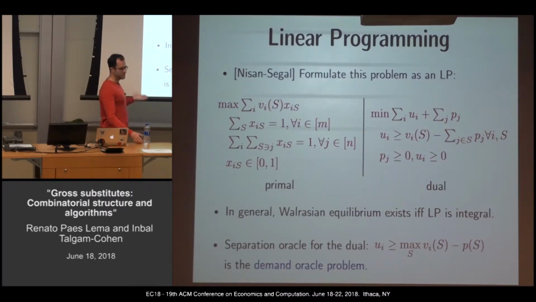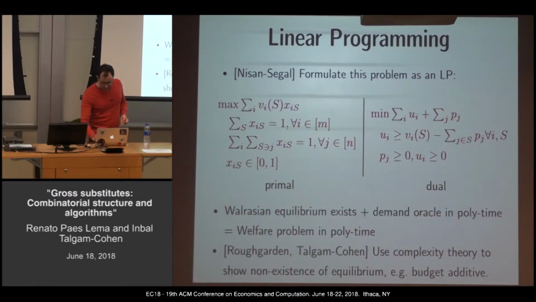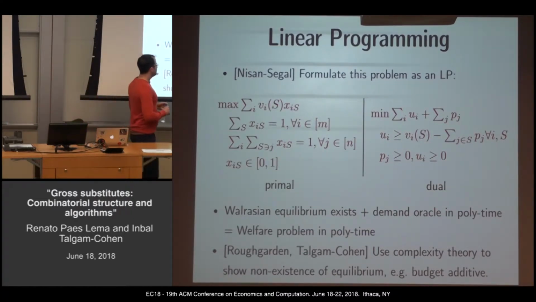And the proof was easy. I just gave an entire proof. There's nothing more than that, just solving the LP. And in particular, one nice consequence is that if there is a Walrasian equilibrium, and if you can actually solve the demand oracle problem in polynomial time, you can separate the dual, and you can find the value of the optimal welfare problem in polynomial time.